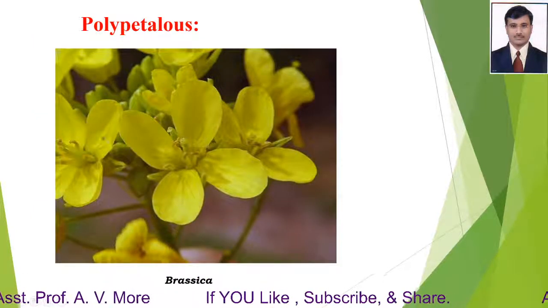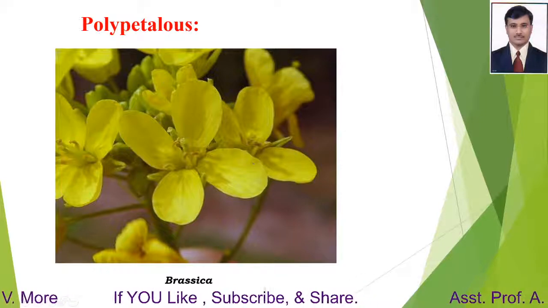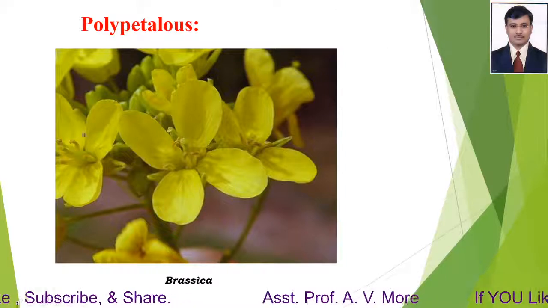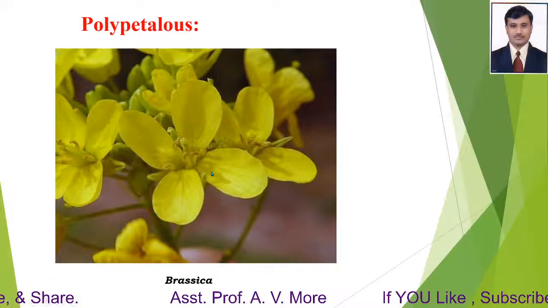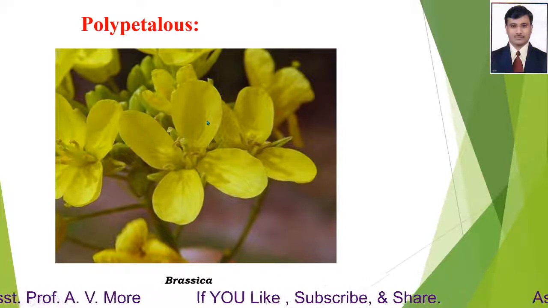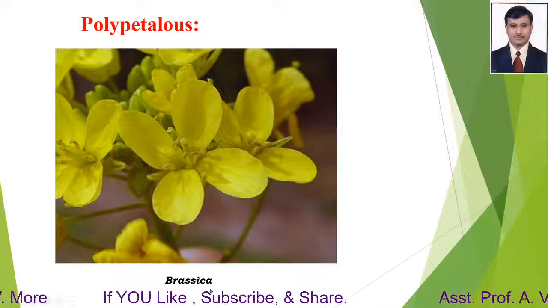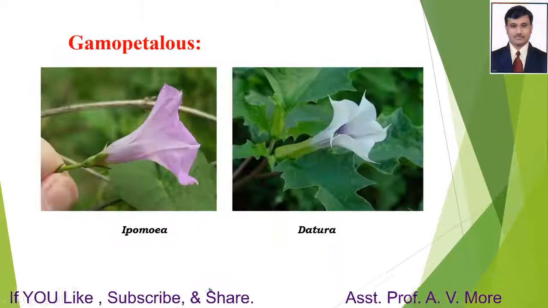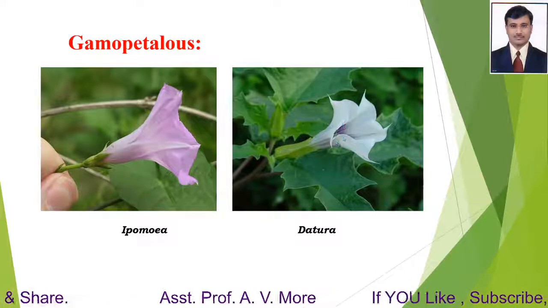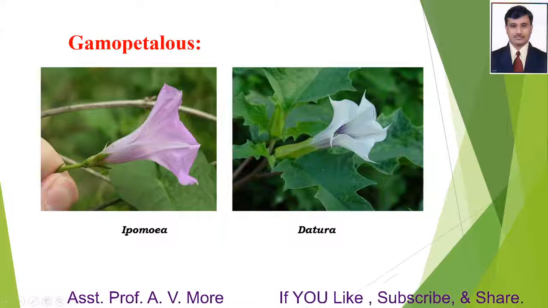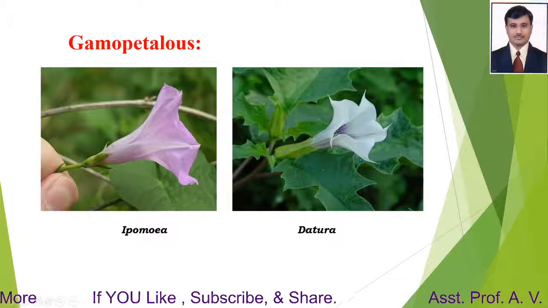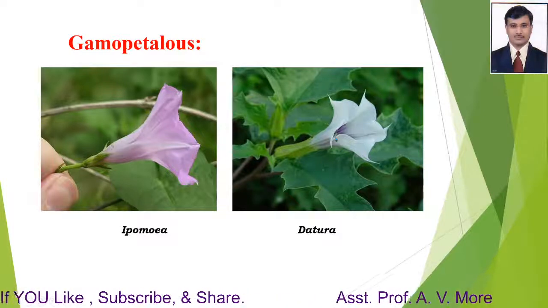Here, polypetalous condition. In that condition, petals are free from each other. They cannot be joined to each other. This term we call polypetalous condition. Example, brassica. Next, gamopetalous. Gamo means fused. The petals are fused to each other. They cannot be free. See here, this type of condition we call gamopetalous condition.